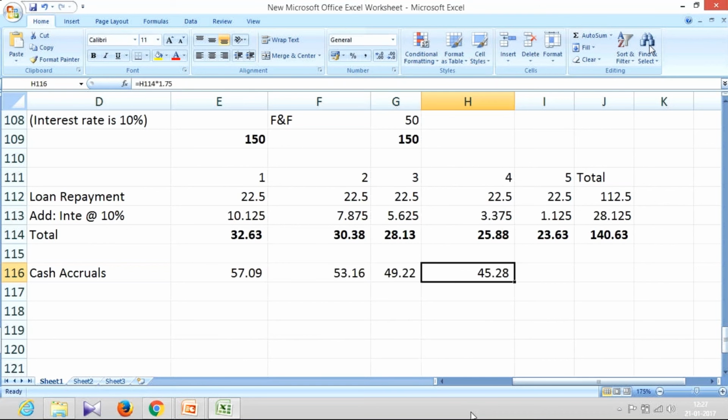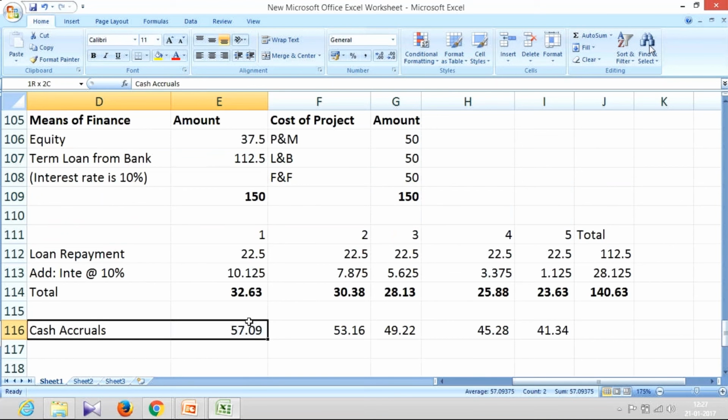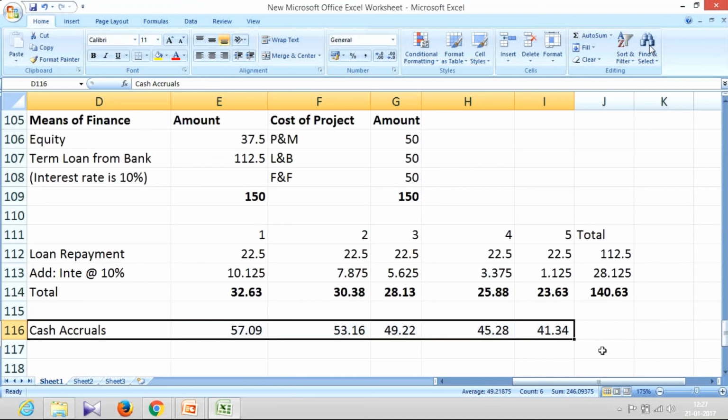In year 2, there should be at least 53. Year 3, 49. Year 4, 45. Year 5, it is 41.34. It means if your obligation including the principal and interest is so much, you should have cash accruals of at least 1.75 times the obligation. So this is more or less a universal ratio. Of course, the bankers would dilute it to 1.5 for some clients depending upon the background and other things. But if you really want to get a term loan of 112.5 for a project like this, you should have a cash profit of at least this much.